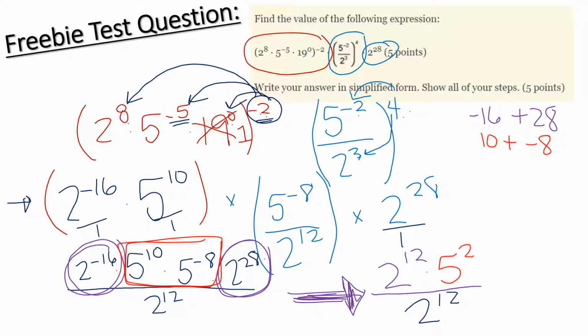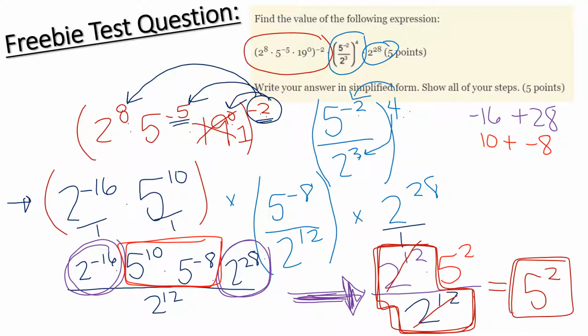Now my last step is to see, when I divide, can I get rid of anything? And remember, anytime you have the same base and you're dividing, which are these two, you subtract your powers. So if we have 2 to the 12th divided by 2 to the 12th, that's really like 2 to the 0, because 12 minus 12 is 0. And we know anything raised to the 0 is 1. So they really cancel each other out, and you are just left with 5 to the 2nd as your answer.